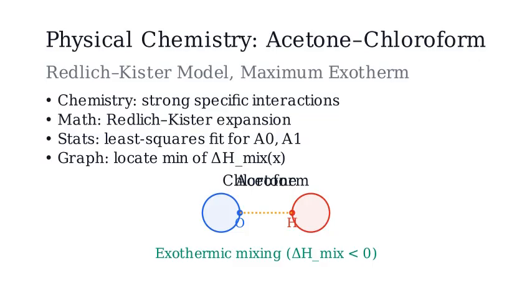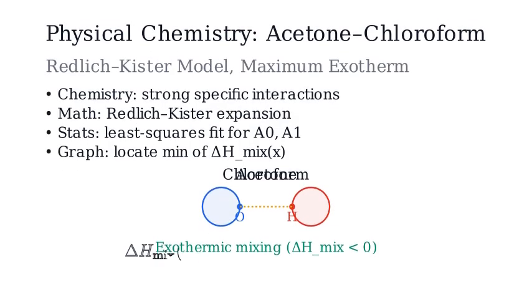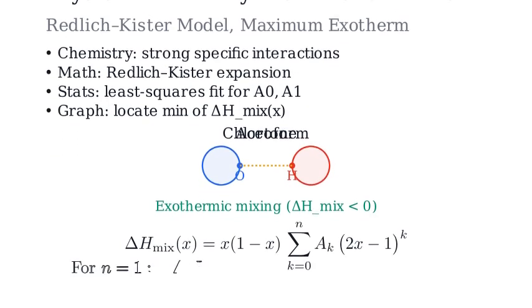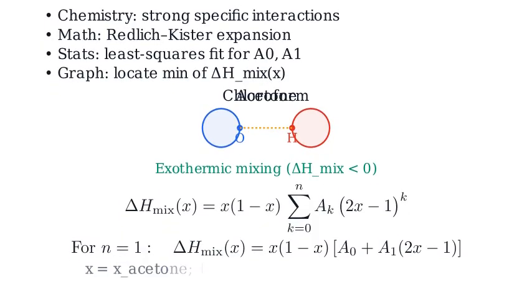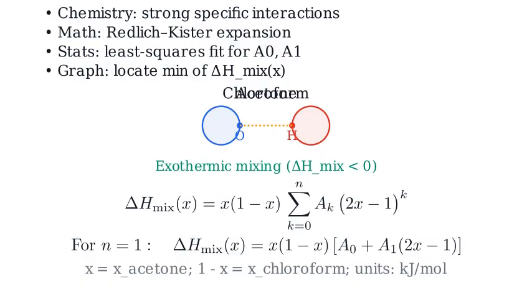Mathematical model. The Redlich-Kister expansion for a binary mixture writes the excess, or mixing, enthalpy as x times (1 minus x) times a polynomial in (2x minus 1). Here is the general form. For a clean illustration, we will keep only the first two terms, A0 and A1. Let x be the mole fraction of acetone, so 1 minus x is the mole fraction of chloroform. Units of A0 and A1 are kilojoules per mole, the same as the mixing enthalpy.